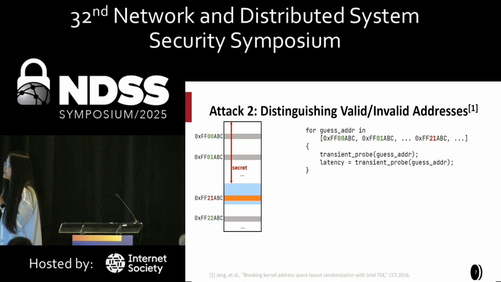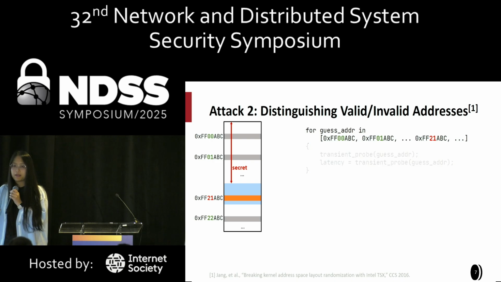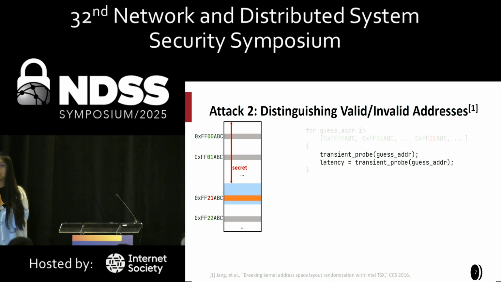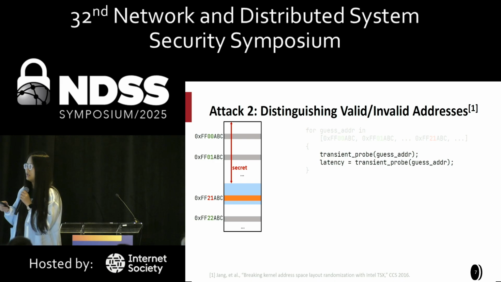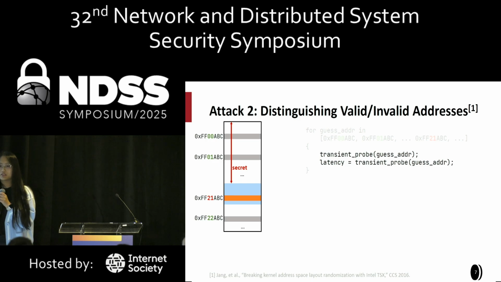Alternatively, ASR can also be leaked by the attacker distinguishing the valid and invalid addresses. Here is an attack gadget. First, the attacker picks an address by guessing the secret digits. Then, it probes each guessed address 2 times, and then measures the latency of the second probe. Usually, the attacker will use transient probes so that it can suppress the crashes caused by accessing an invalid address. For example, the DrK attack uses the Intel Transactional Synchronization Extensions to suppress a crash.